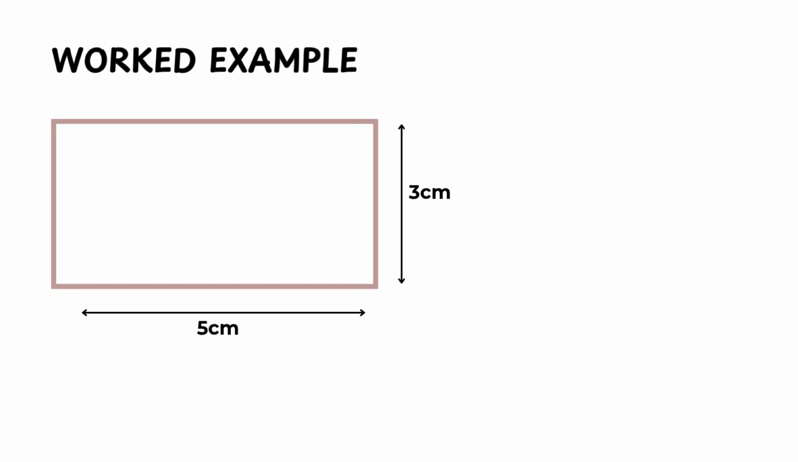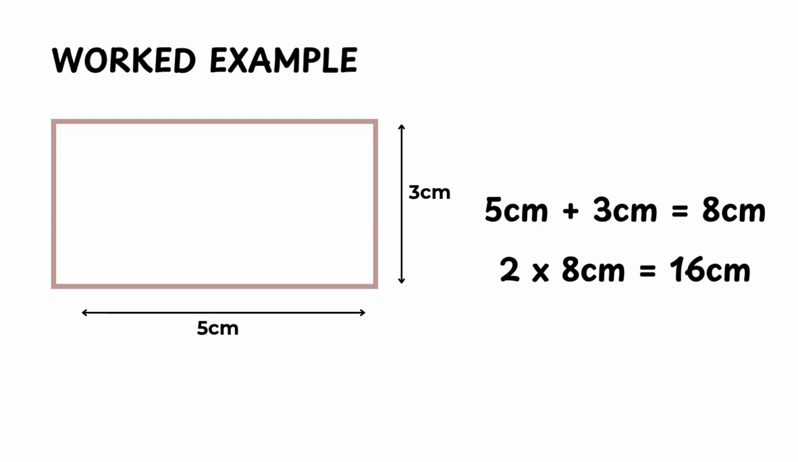Let's solve an example. Length equals 5 centimeters, width equals 3 centimeters. First, we add them. 5 plus 3 equals 8. Then multiply by 2. So, 2 times 8 equals 16. Therefore, the perimeter is 16 centimeters.